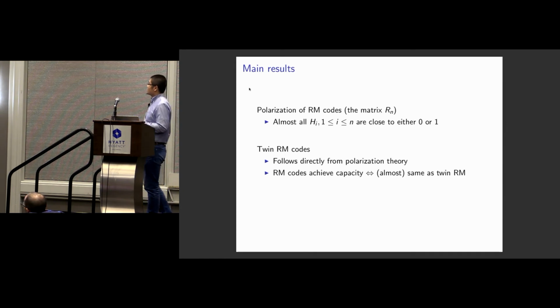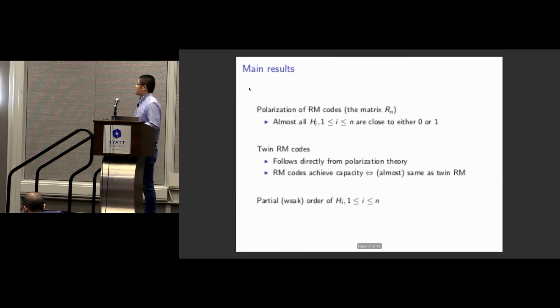And we can show that, in fact, Reed-Muller codes achieve capacity if and only if they are almost the same as twin Reed-Muller codes. So here, almost the same means that their generator matrices differ by at most a vanishing fraction of rows. And finally, we also prove a partial order on these conditional entropies HIs.